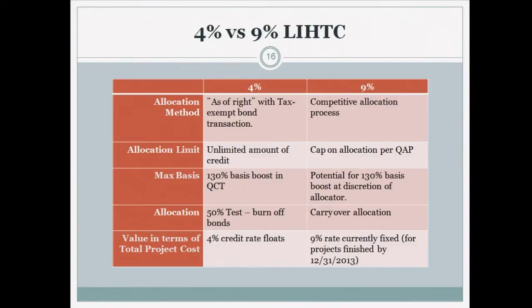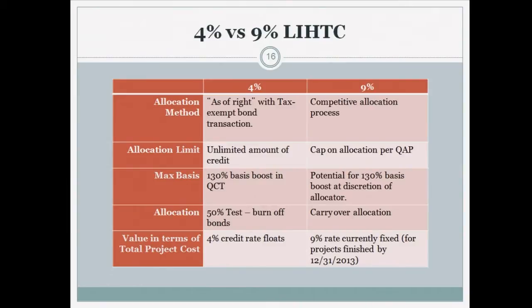And then we're going to skip the next line, which says the value in terms of total project cost. This last line is a little more than we probably need to talk about here, but for the 4% credit rate, there's a mathematical formula that tells you how many credits you earn. The rate is basically floating. You don't multiply all these numbers by a number that should be 4% in your mind; it's actually a floating rate that's right around 3.3% right now.